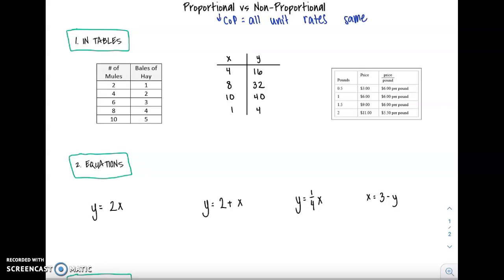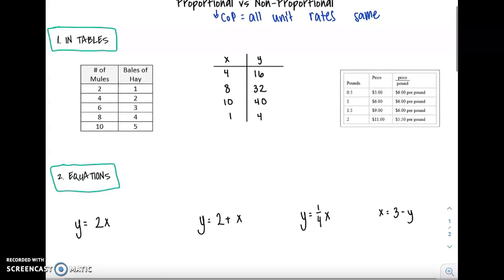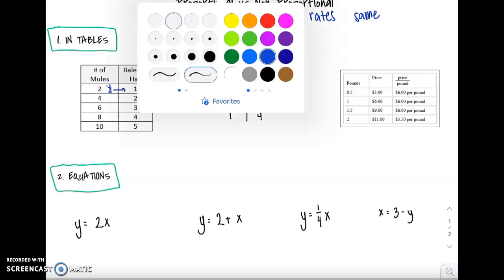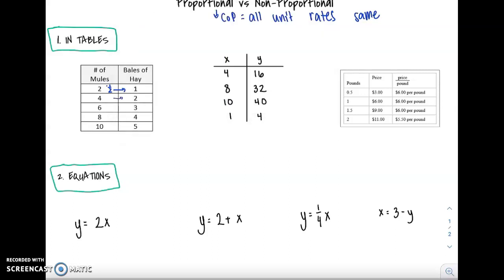So we are going to look at proportional and non-proportional relationships in a table. If we look at the first table, we have the number of mules and the bales of hay. I know that to get from 2 to 1, I can multiply by 1/2. And now I just want to make sure that that is the same for everything else here. So 4 times 1/2 is 2, 6 times 1/2 is 3, 8 times 1/2 is 4, and 10 times 1/2 is 5. So this is proportional, and the COP is 1/2.